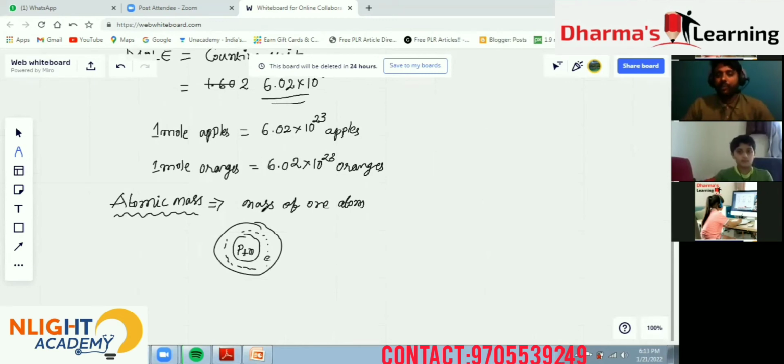Look at here. If I am saying the mass of one atom, what does it mean? I need to calculate the mass of all the protons present in the atom, and the mass of all the neutrons present in the atom, and the mass of all the electrons present in the atom, right? So that constitutes the mass of a single atom.